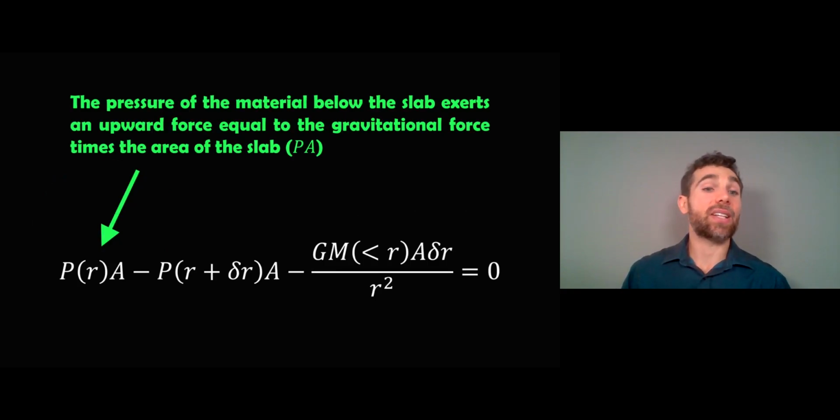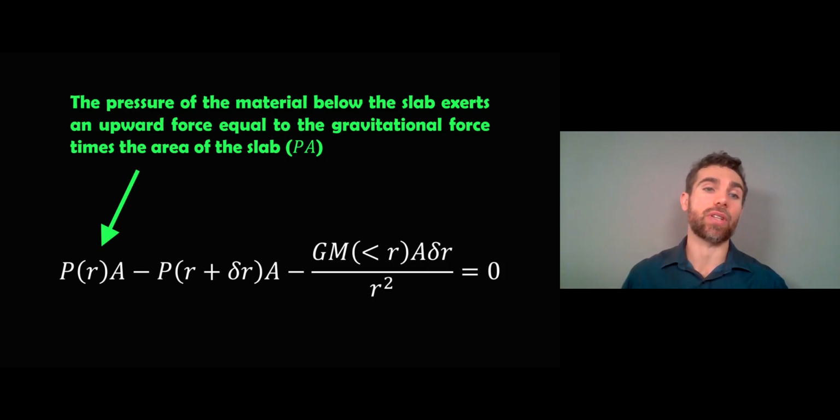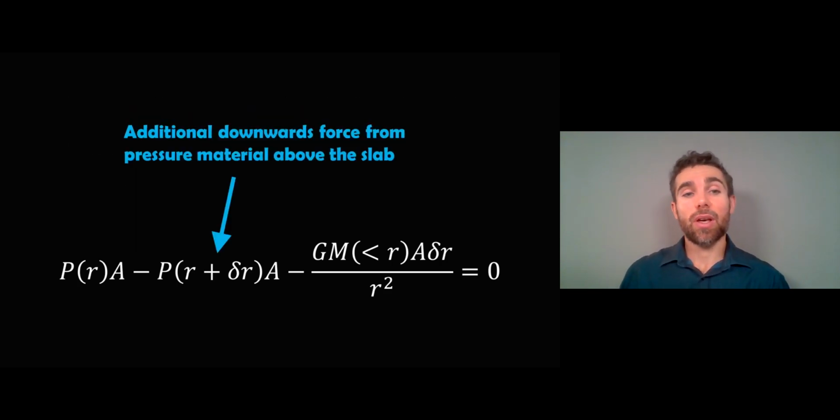Now, we need to consider the pressures because it's going to be balanced. So the pressure of the material below the slab is going to exert an upward force, which is going to be equal to the gravitational force times the area of the slab. So that force from the pressure is the pressure and the area times together. So that's what we have on this side here at the very front. We've then got an additional downward force from the pressure. So this is above the slab.